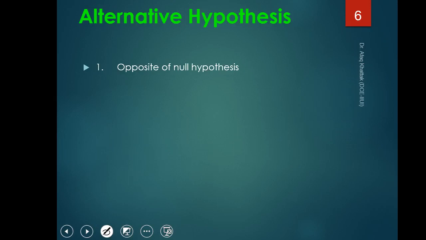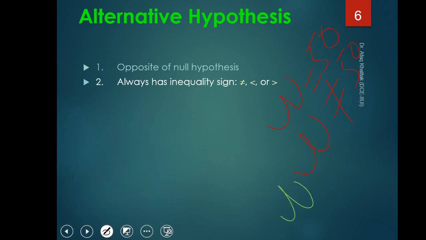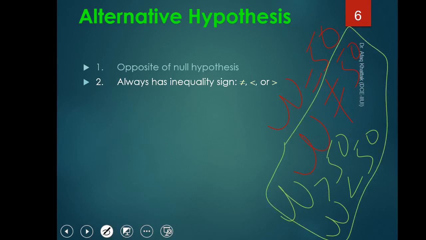Now the alternate hypothesis is the opposite of the null hypothesis. Whatever we define as a claim, as a null hypothesis, the alternate hypothesis will be its opposite. So it will always have an inequality sign. If our claim is mu is equal to 50, then the alternate hypothesis will be mu is not equal to 50. So mu might be greater than 50 or less than 50, because our alternate hypothesis states that it is not equal to 50.